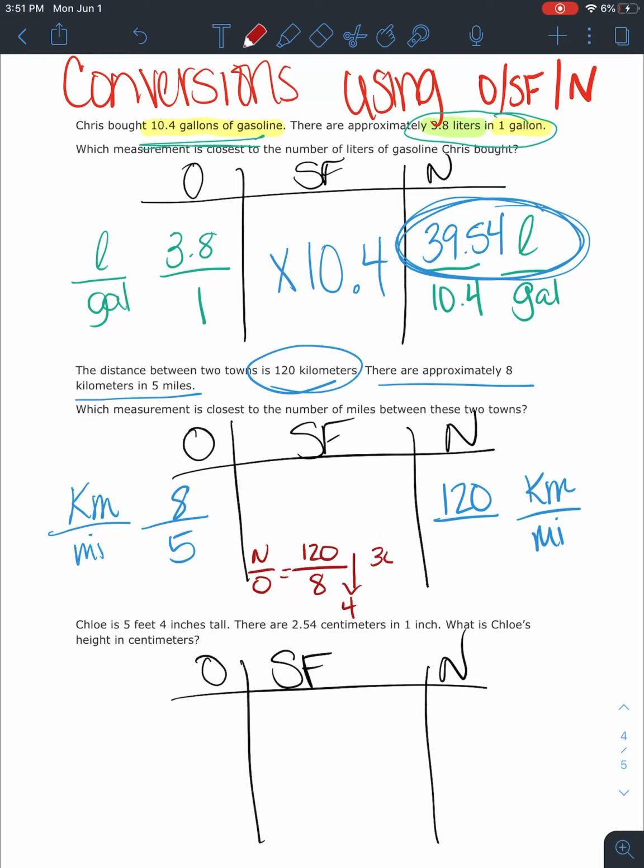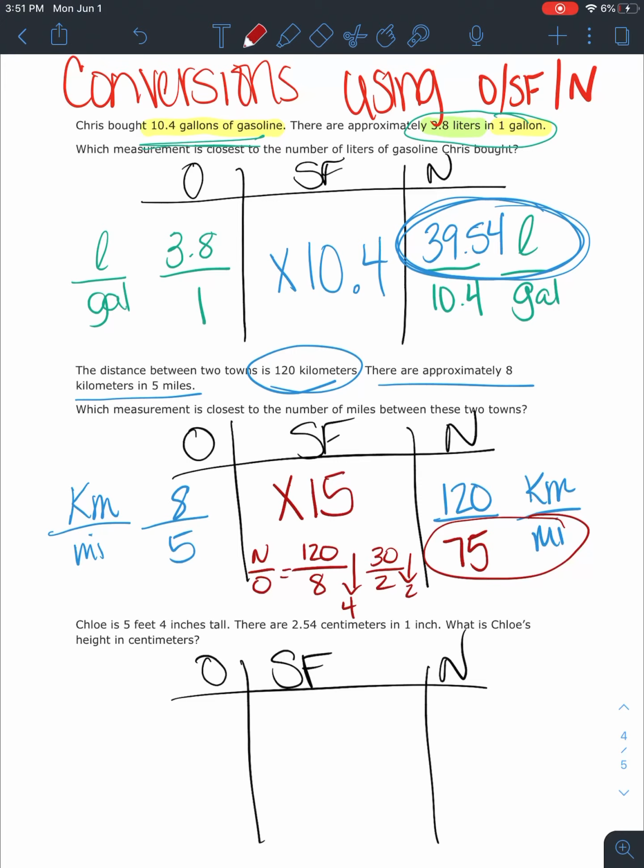So this would be 30 over 2, and we know that 30 divided by 2 is 15. So our scale factor right here is 15. We, of course, could have just done 120 divided by 8, but just so that you can see where this is developing. Now we're going to do 5 times 15, 5 times that scale factor, to get how many miles? So 75 right there. Okay, so 120 kilometers is about 75 miles.